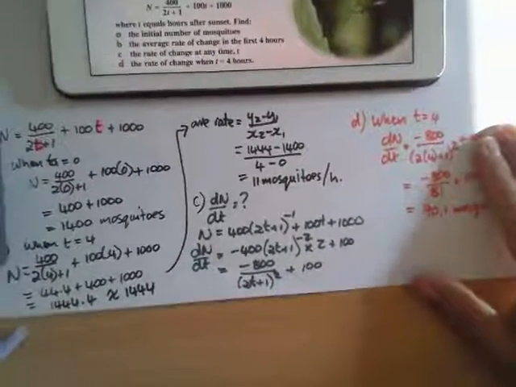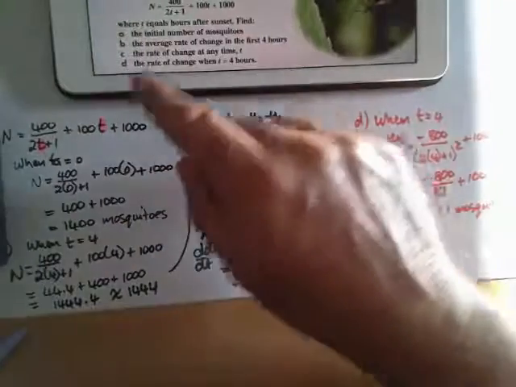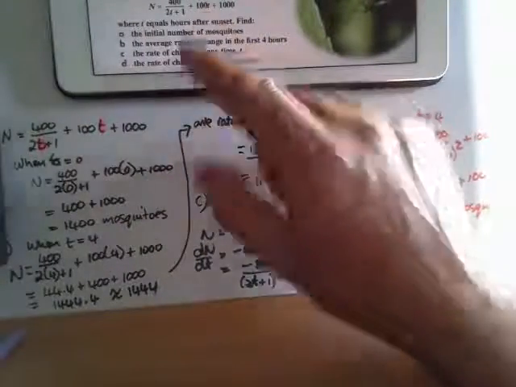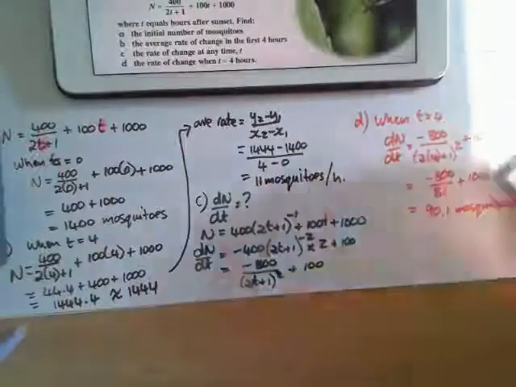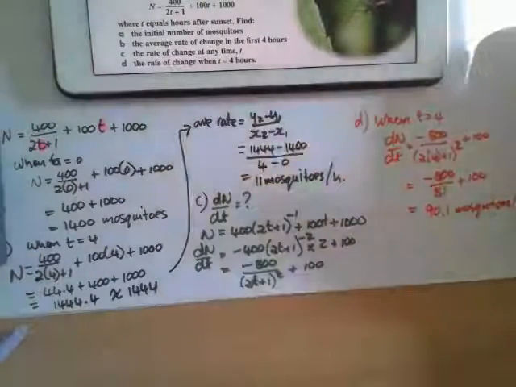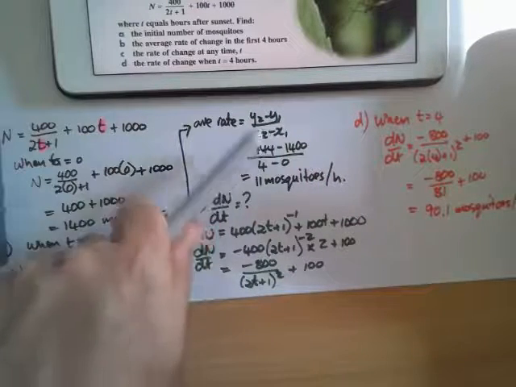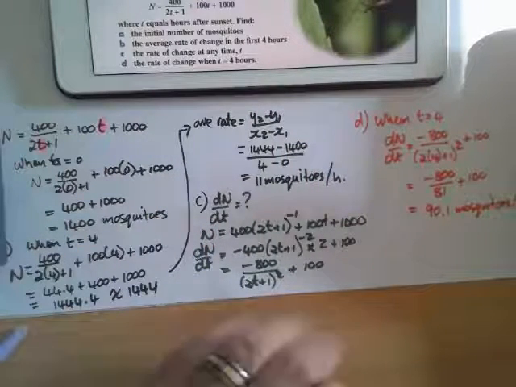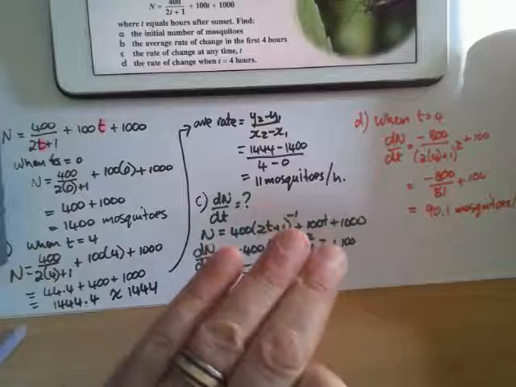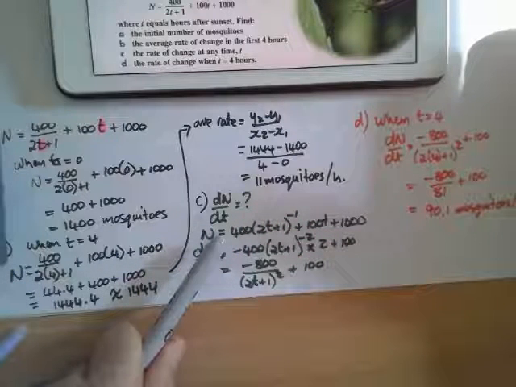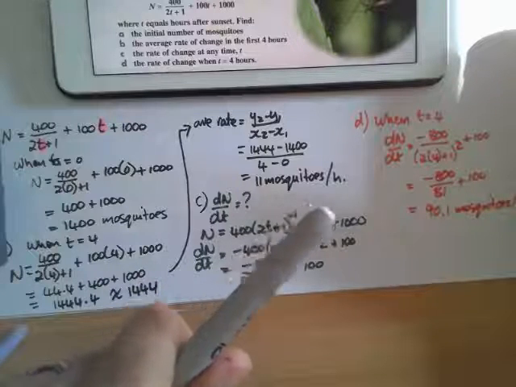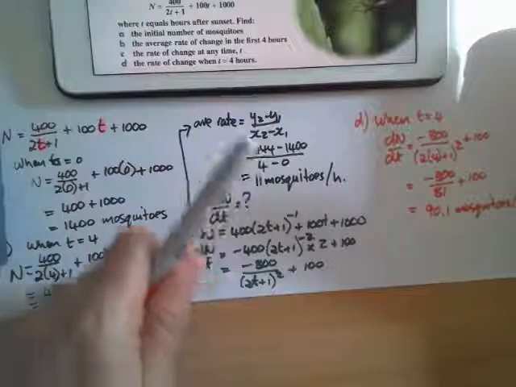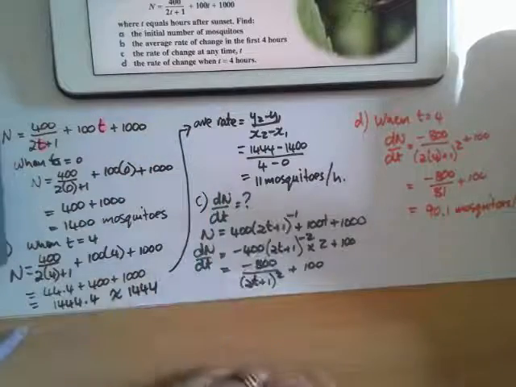So last recap. Initial time is when t is 0. If I want to find the average between 2 points, I need to find the value before and the value after. And then I get the gradient between the two. If I want the rate at any time, it's the first derivative. If I want to find the instantaneous rate at a specific time, I substitute that into my equation.